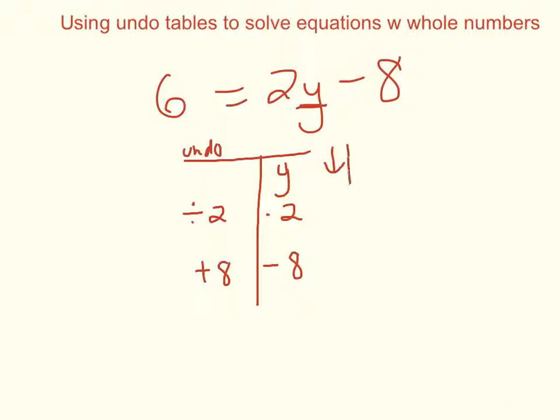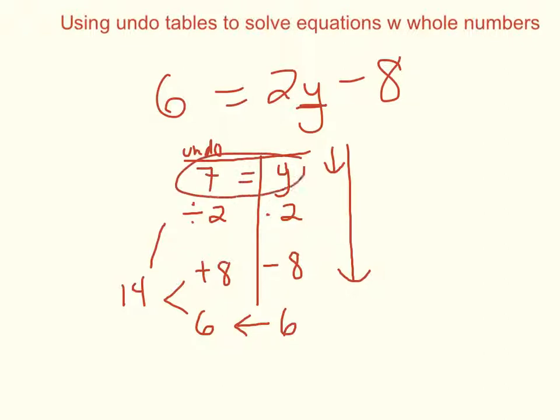So if we go back down this column, after all of this was done, the answer had to be 6. So we're going to bring this over here. 6 plus 8 will give you 14. And then you have to do your next operation. 14 divided by 2 will give you 7. So you'll have y equals 7.